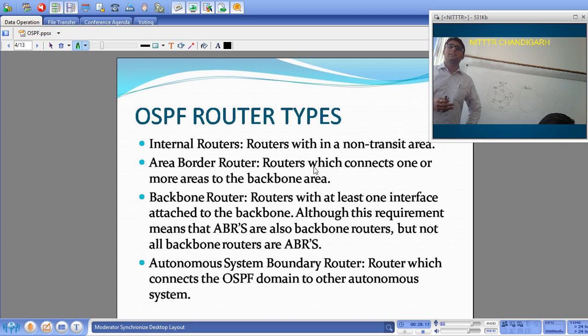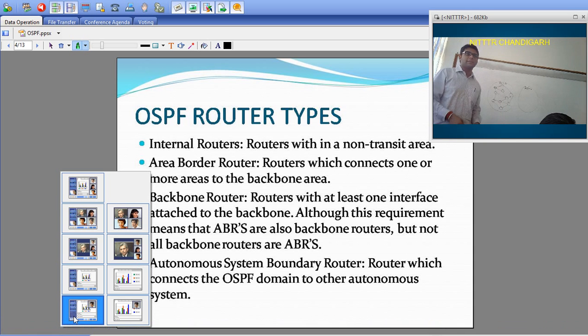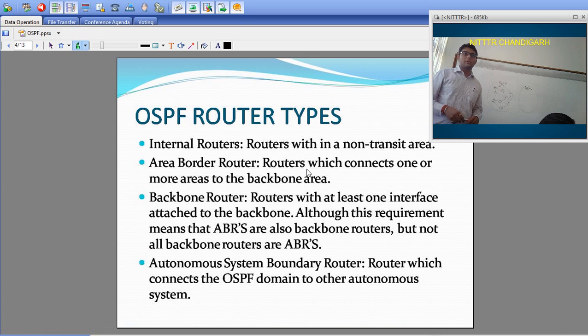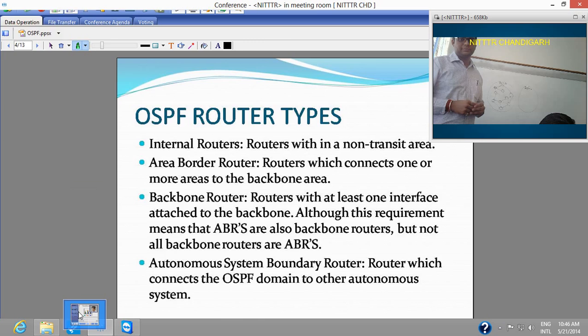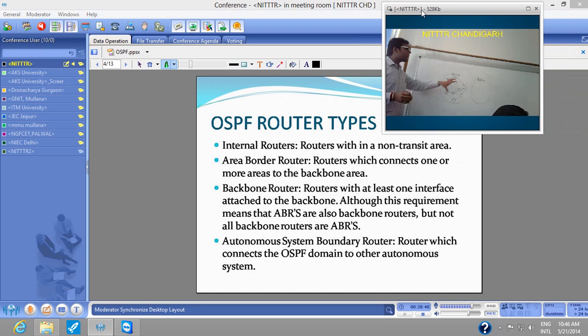Is anyone having difficulty understanding so far? Remote centers, is it clear? Yes, sir. Clear, sir. Okay. If you are feeling lost, please stop me in the middle. And only one remote center is saying yes. What about others? Come on, remote centers. Okay. Internal routers are those which are part of your area. Now let's say I have one router here.